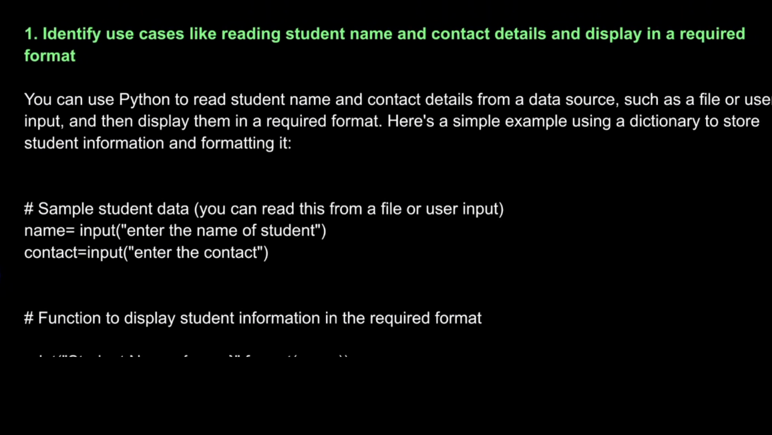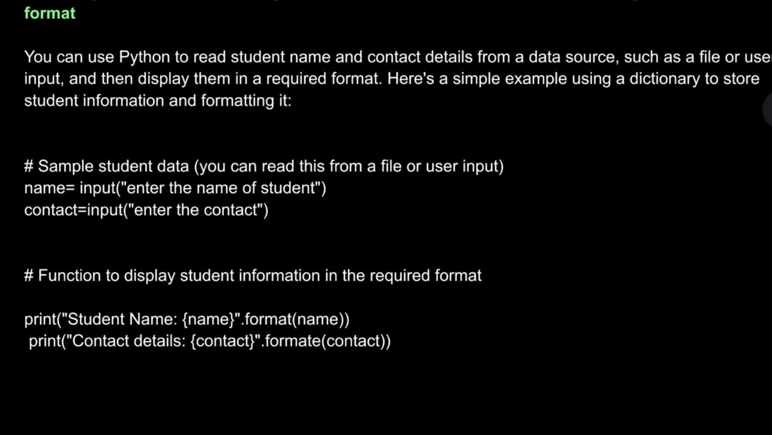1. Identify use cases like reading student name and contact details and display in a required format. You can use Python to read student name and contact details from a data source, such as a file or user input, and then display them in a required format. Here's a simple example using a dictionary to store student information and formatting it.